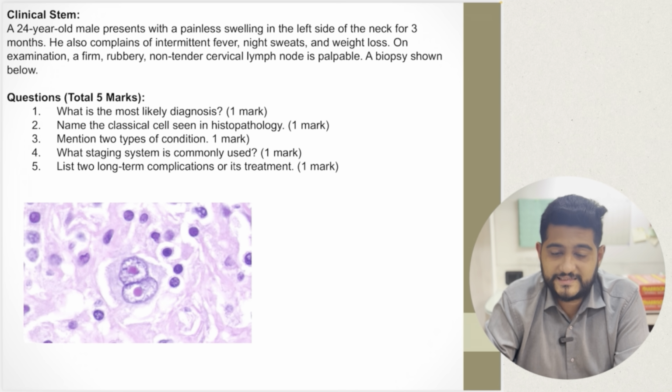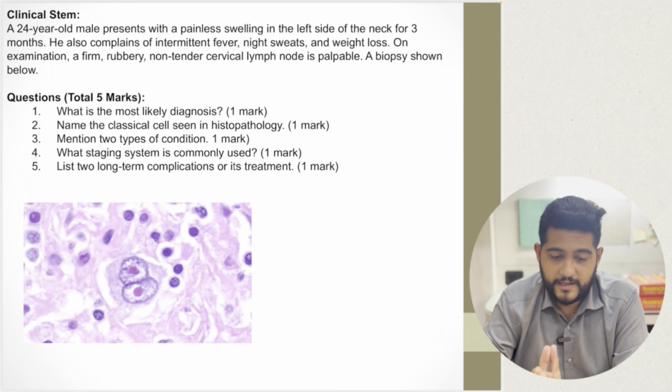Classical cell seen in the histopathology. 2 types of this condition. The staging system commonly used, and the 2 long-term complications. So from the clinical scenario, it's clearly mentioned it's a painless swelling in the left side of the neck. So there's definitely lymphadenopathy, and there are also B symptoms, intermittent fever, night sweats, and weight loss. And the characteristic of the lymph nodes is being given as a firm rubbery type.